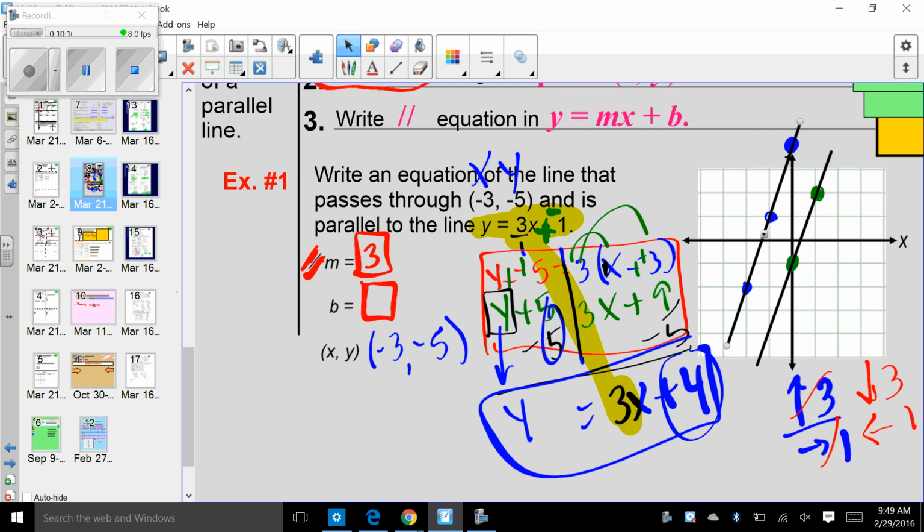Okay, so we see two parallel lines. What's key is that their slopes are the same. We found the y-intercept using point slope form. Meet me on the top of the next page, page 17. So page 17, example number 2.